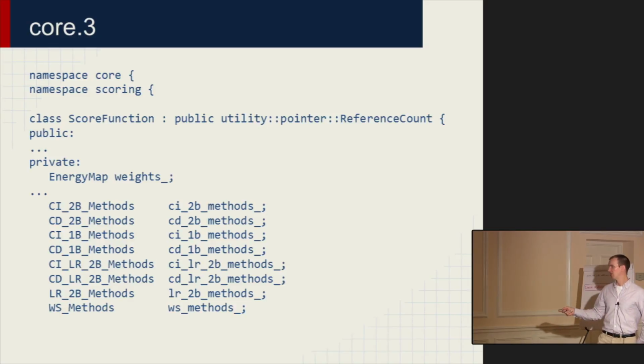Then it has a set of lists. These are all typedefs. So the CI2B methods is a typedef for a standard list of context-independent two-body energy owning pointers. And so it has a list of methods pointing to all of these. It's got a list for each of the classes of these 7 grey boxes that I showed earlier.